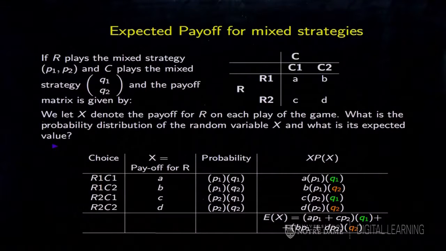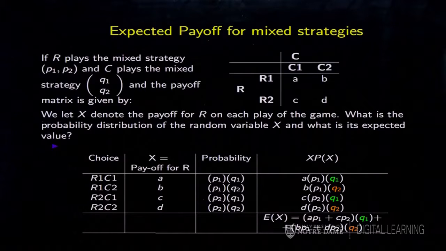So if R chooses R1 and C chooses C1, the payoff for R is going to be A. And the probability that that's going to happen is the product of the probabilities: P1, the probability that R plays R1, and Q1, that C plays C1. So it's going to be P1 times Q1. And the probability that the payoff is C is going to be the probability that R plays R2 and C plays C1. So that's going to be P2 times Q1, etc., etc.